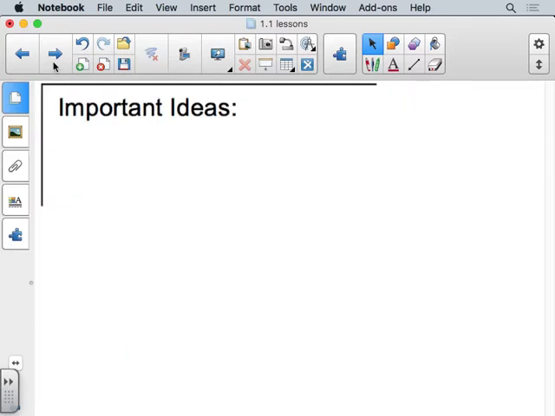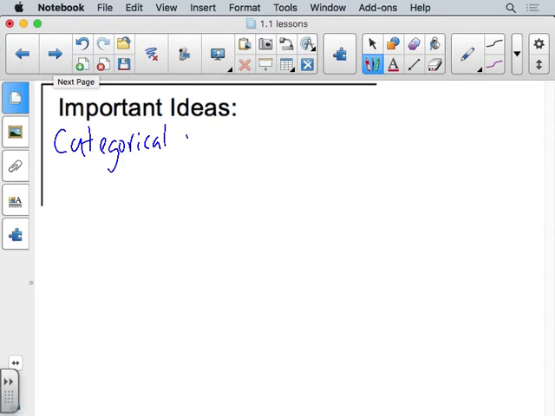Okay. So me just putting some things in the important ideas section, kind of things to hit on. So one thing was categorical versus quantitative.